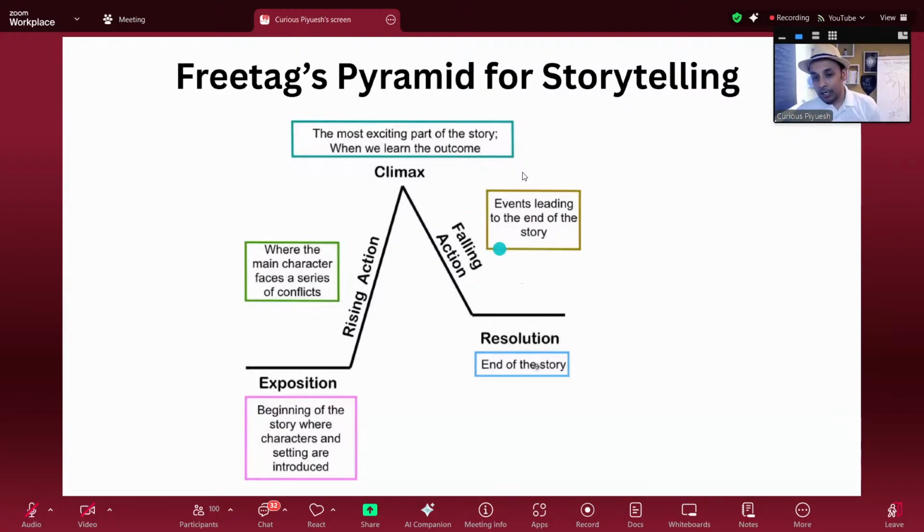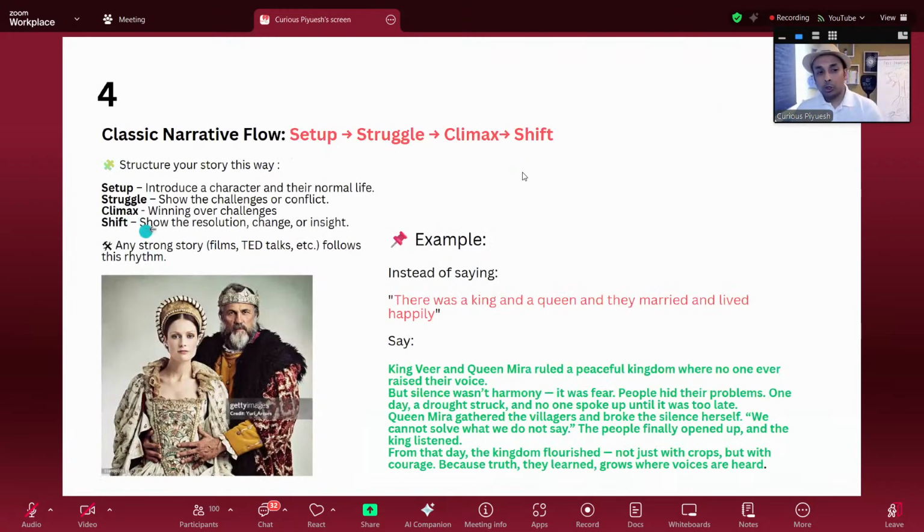And then the resolution is basically when the end of the story is coming. Can you see the difference here? There is a level difference here. So the hero will not come back to the same life, otherwise the story will become boring. The hero has to have a better life after it. And that's the difference. So the events leading to the end of the story, which basically means the shift, show the resolution. Are you getting my point here?